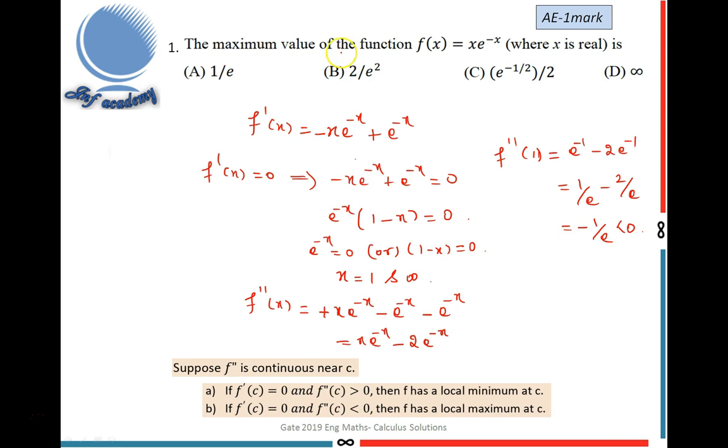So in this problem, f of x has a local maximum because f double dash of 1 is less than 0. So f of x has a local maximum at x equal to 1. You have to find the maximum value of the function, so I find f of 1. 1 into e power minus 1. This is 1 by e. So the final answer is option A. Option A is the correct answer.